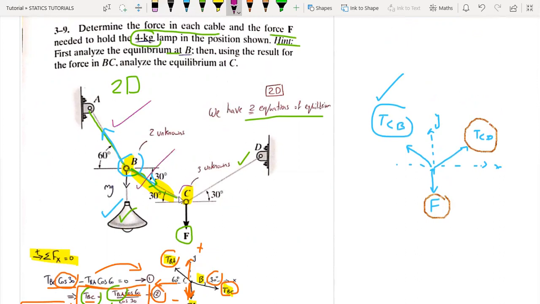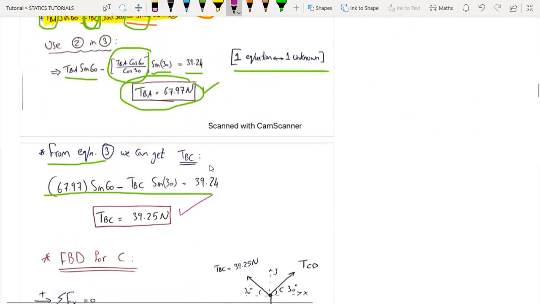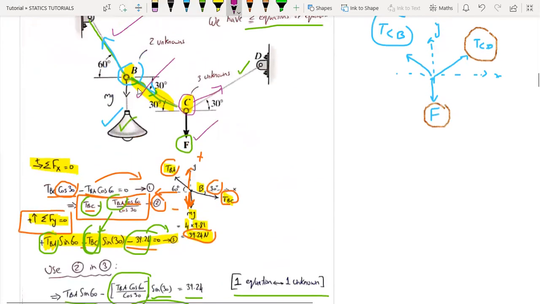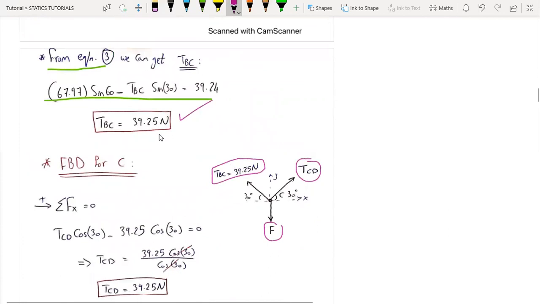Now we can move forward to particle C, because we are left with only two unknowns, the tension force in CD and the unknown force F. And this value, we have found it from applying the equilibrium equations at point B, so its value is 13.25 newtons.